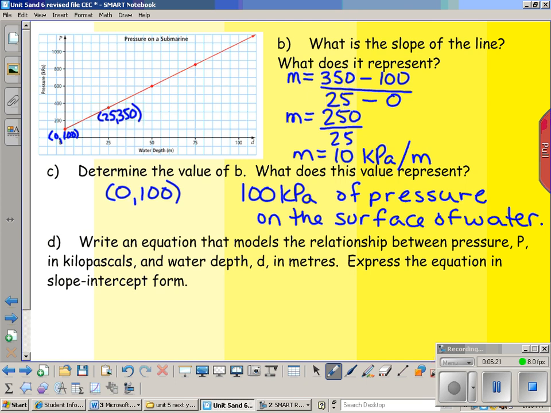So write an equation that models the relationship between the pressure P and the water depth D in meters, expressed in slope-intercept form. While our pressure is our dependent variable, we found our slope to be 10, and it's 10 per meter, so 10 times d, where d is the variable. And then we started at a y-intercept of 100. So it's 10 times d plus 100.